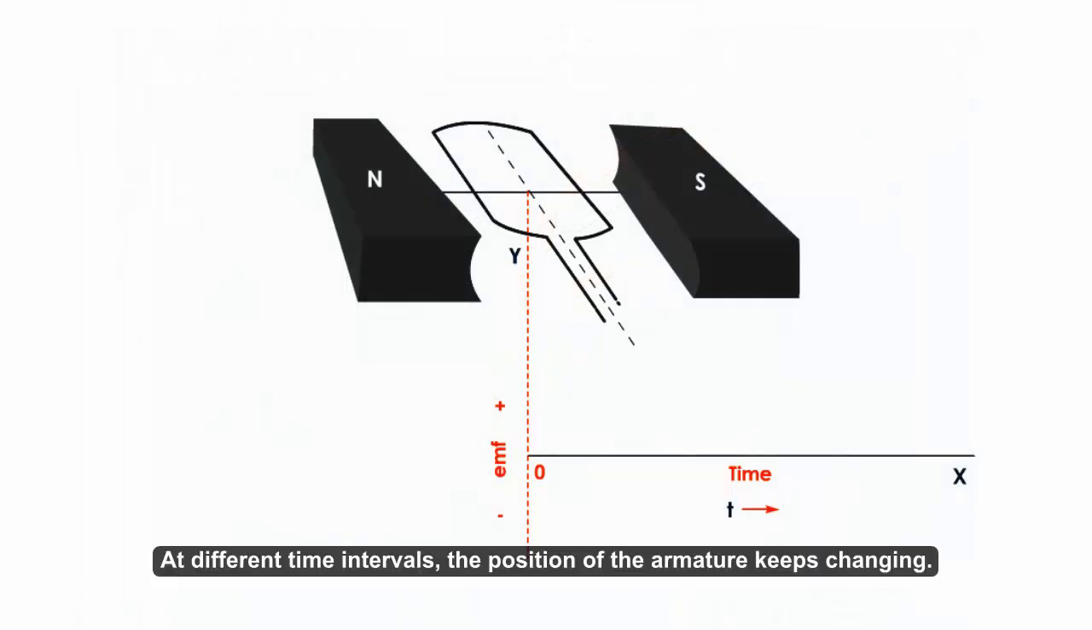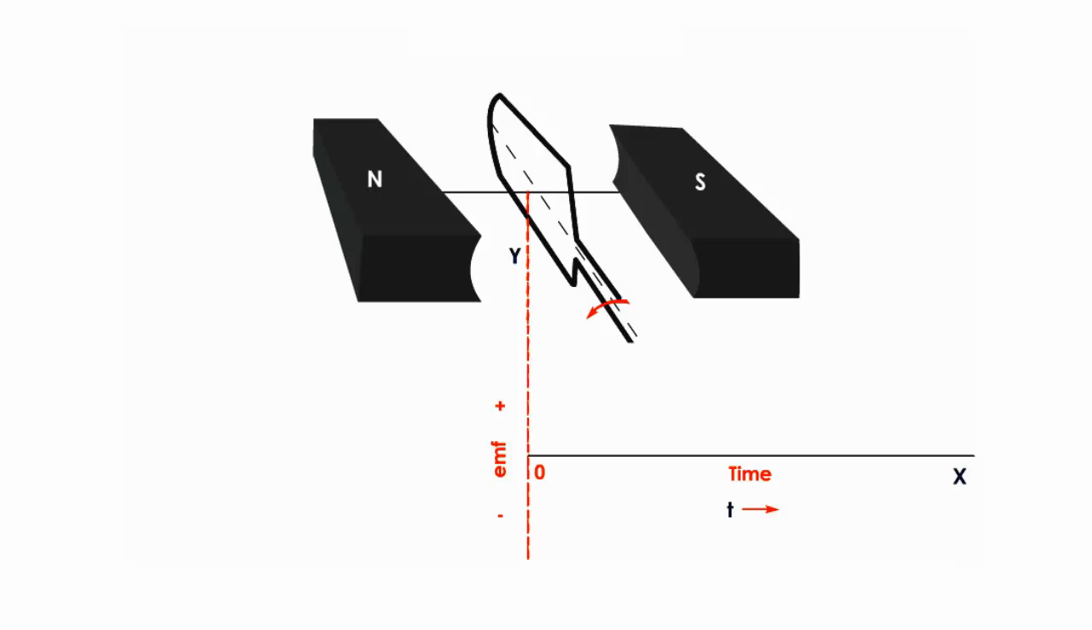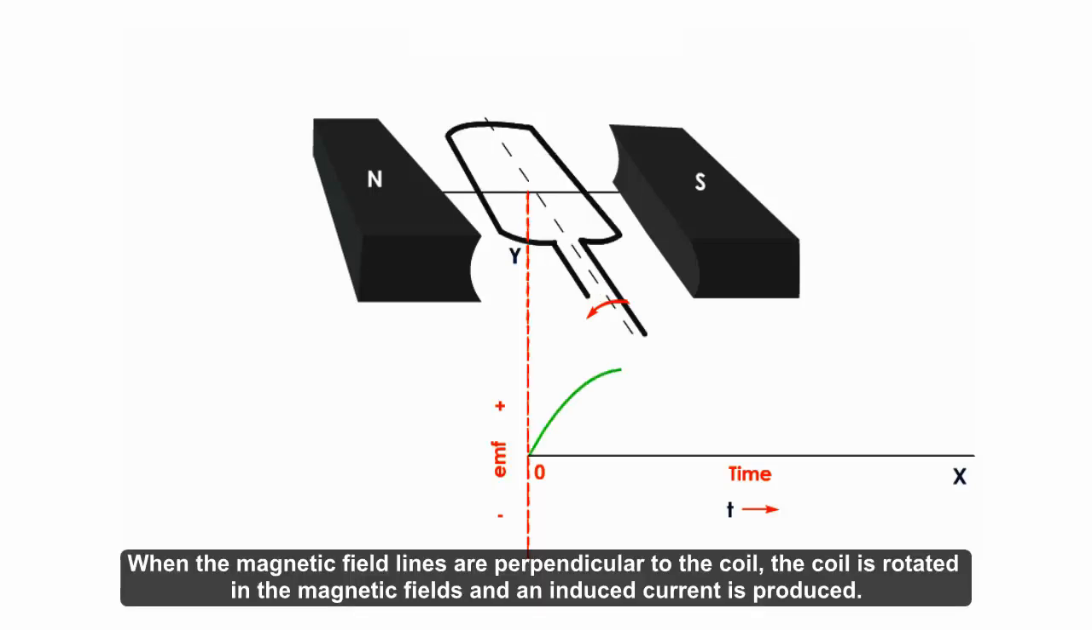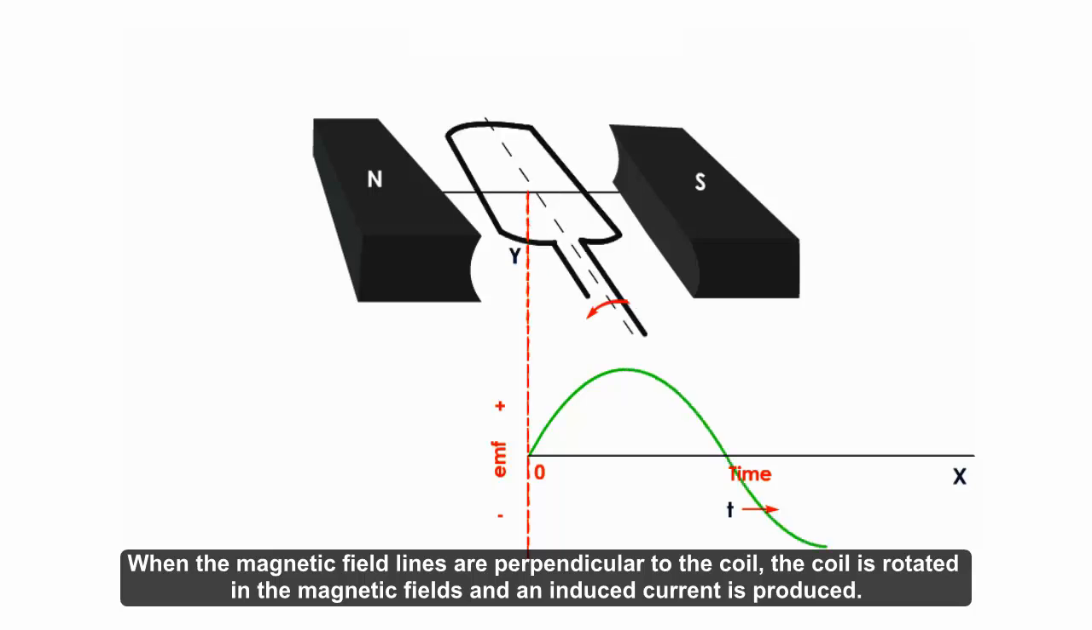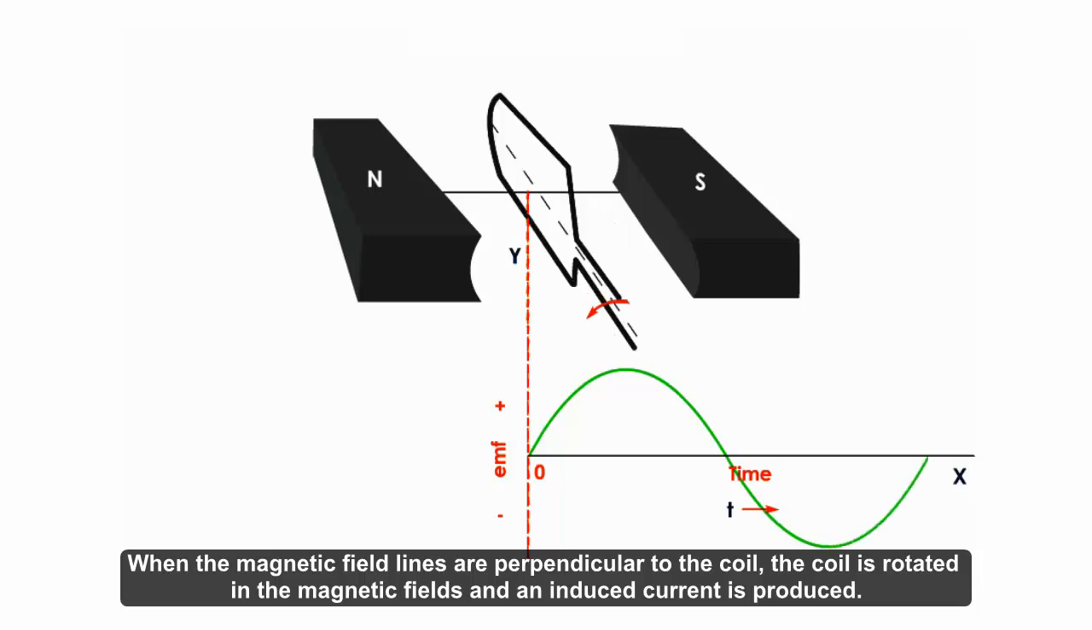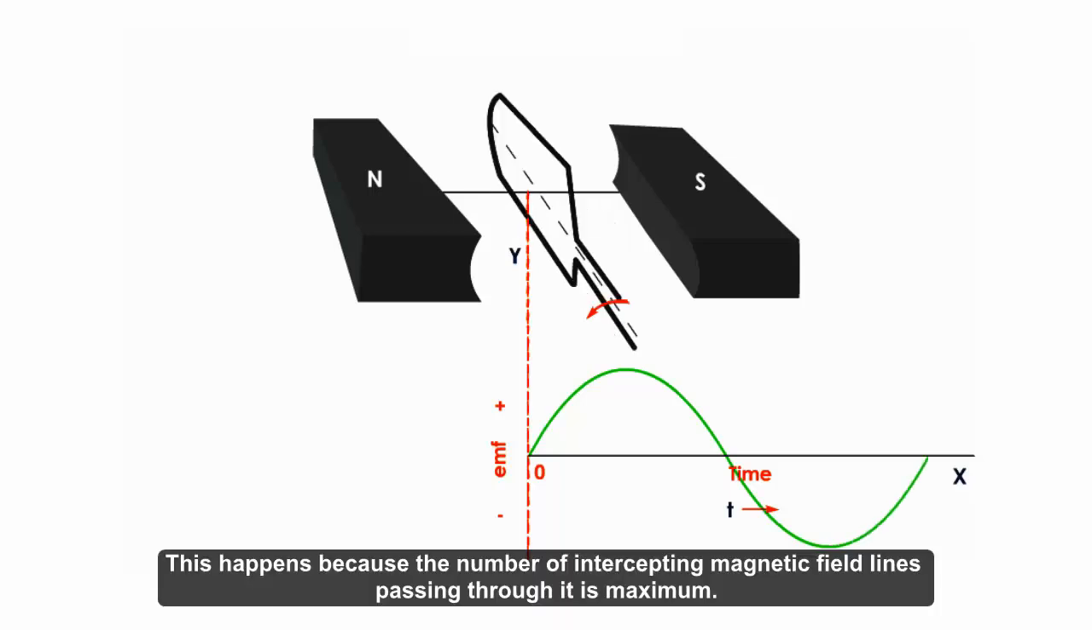At different time intervals, the position of the armature keeps changing. When the magnetic field lines are perpendicular to the coil, the coil is rotated in the magnetic field and an induced current is produced. This happens because the number of intercepting magnetic field lines passing through it is maximum.